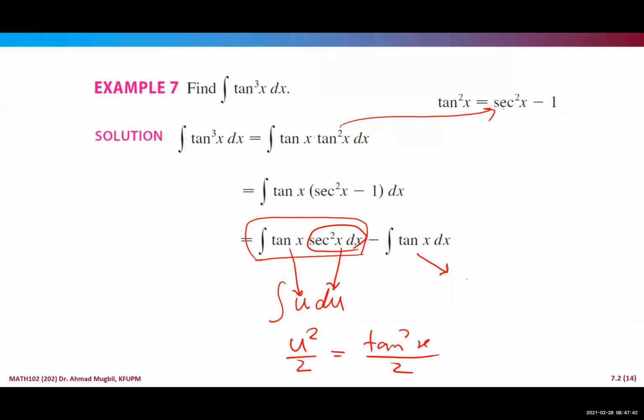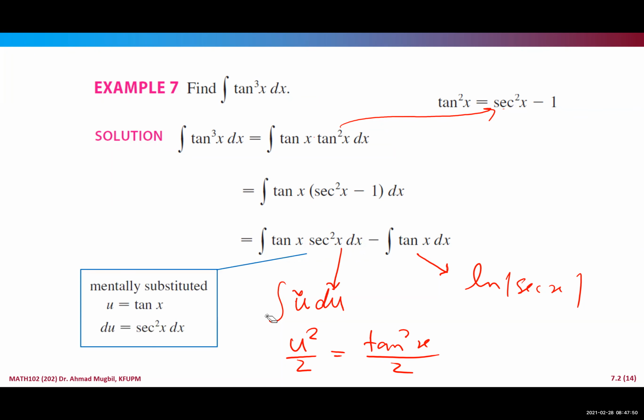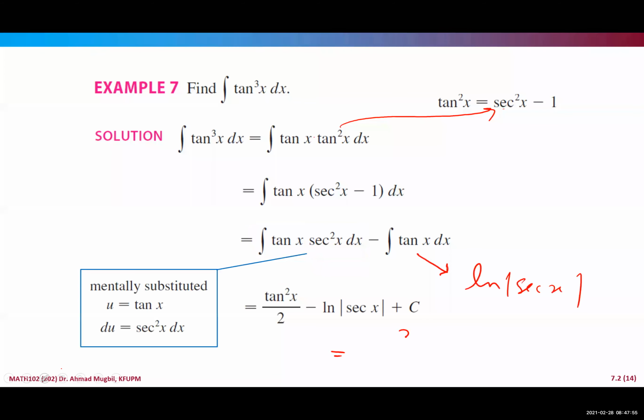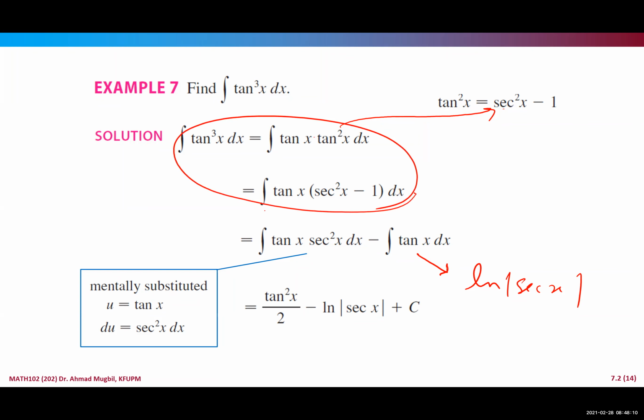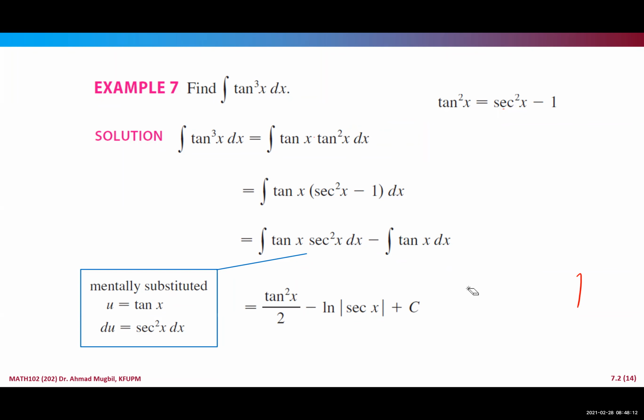For this one, it is what? Ln secant x. It is a direct one now, after studying this, it is direct. So now if you mentally substitute u equals tan, and then the du will be this, you will have tan squared over 2, and the integral of tan is ln secant. And this is our integral. So easy. So where was the most important step? It is this step, the first step where you think about having an even power of tan. Then use this identity.